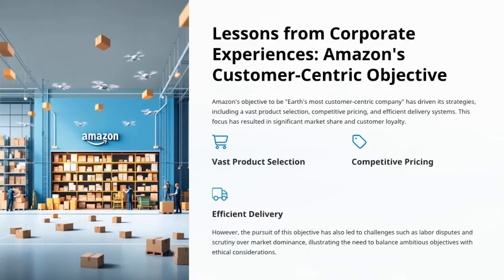Lessons from corporate experiences. Amazon's customer-centric objective. Amazon's objective to be Earth's most customer-centric company has driven its strategies, including a vast product selection, competitive pricing, and efficient delivery systems. This focus has resulted in significant market share and customer loyalty. However, the pursuit of this objective has also led to challenges such as labor disputes and scrutiny over market dominance, illustrating the need to balance ambitious objectives with ethical considerations.